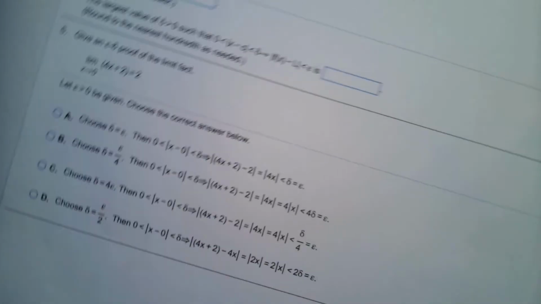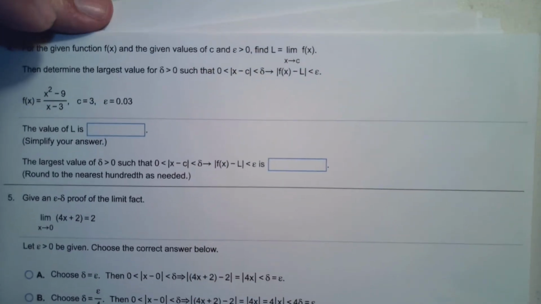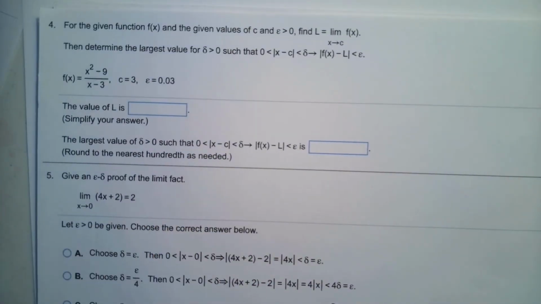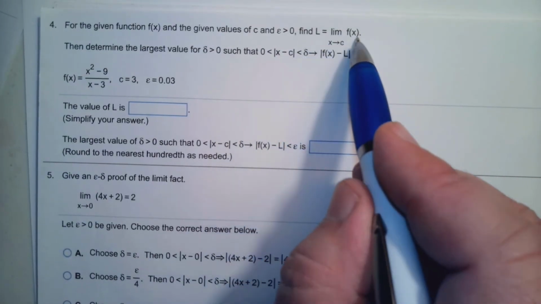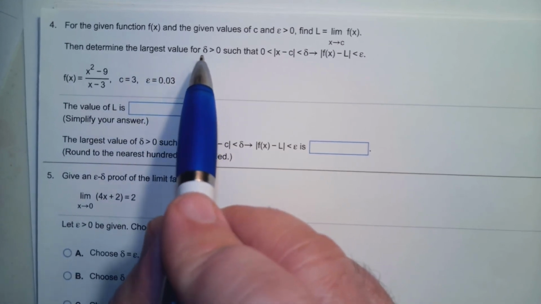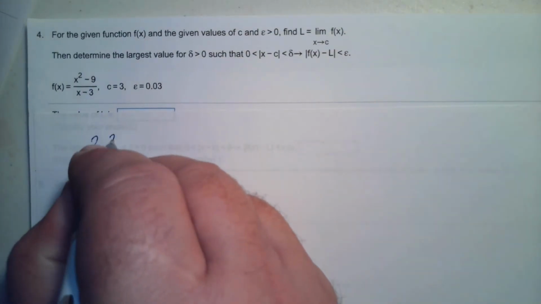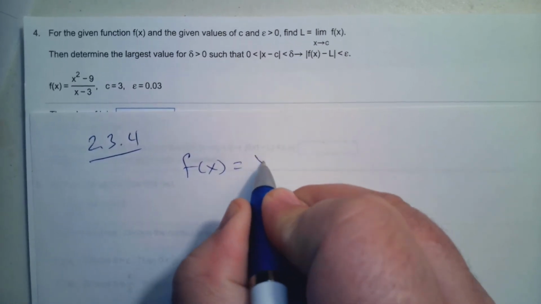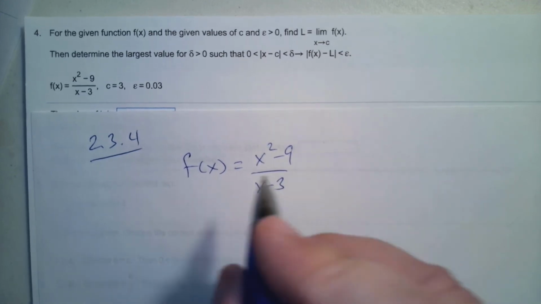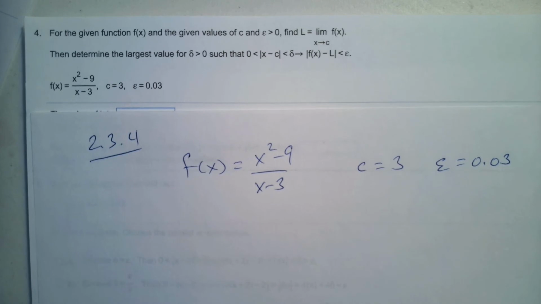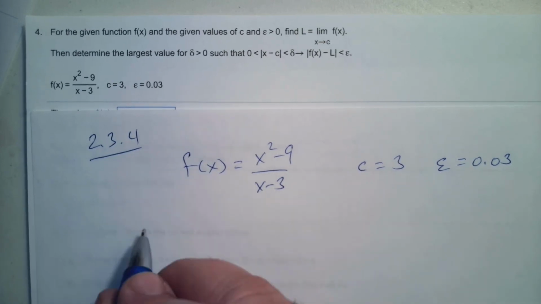The next question, number 4. For the given function f of x and the given values of c and epsilon greater than 0, find the limit L, then determine the largest value of delta greater than 0 such that the inequality holds. Okay, f of x equals x squared minus 9 over x minus 3. c is equal to 3. Epsilon is 0.5.